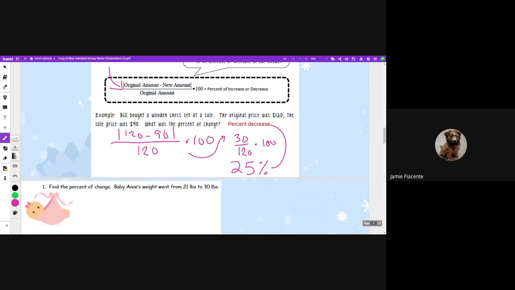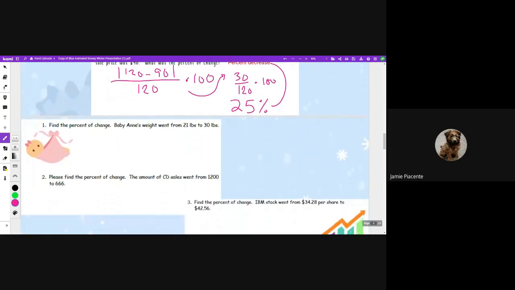So let's look now at the next problem. Find the percentage change. Baby Ann's weight went from 21 pounds to 30 pounds. So we're at 21. We go to 30. Is that a percent increase or decrease? 21 to 30. It went up. So this is a percent increase. I'm going to move it down here because I'm going to put the percent number next to it.